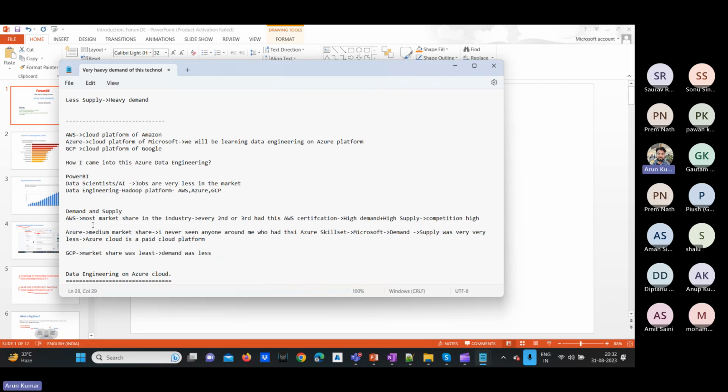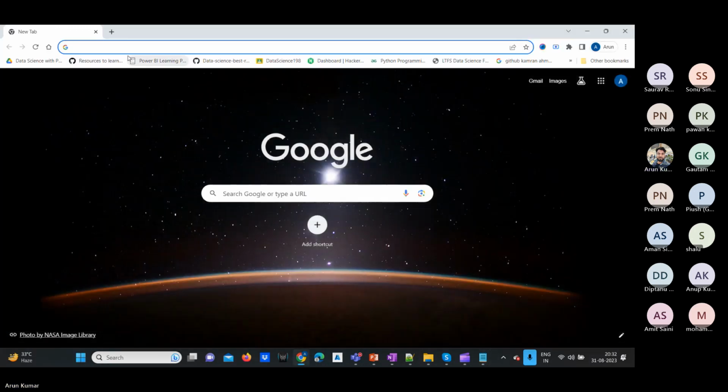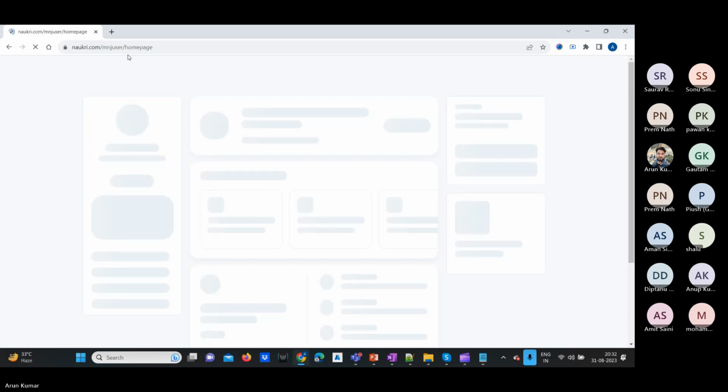I want to show you something. I want to compare data scientist. Everywhere you see data scientist, but I want to show a comparison between data scientists and data engineers. I told you people have invested 7 lakhs in this profile and they are not getting jobs. Let me open the Naukri platform in front of you and compare the jobs between these two profiles.